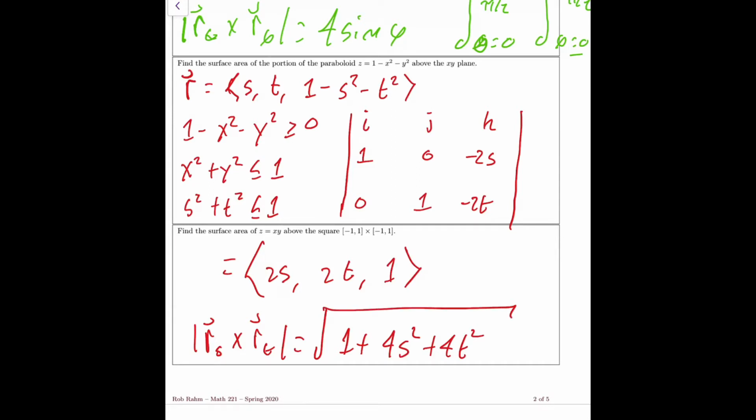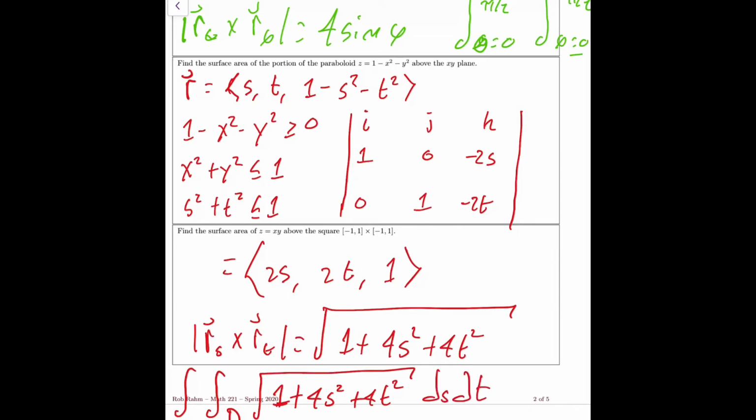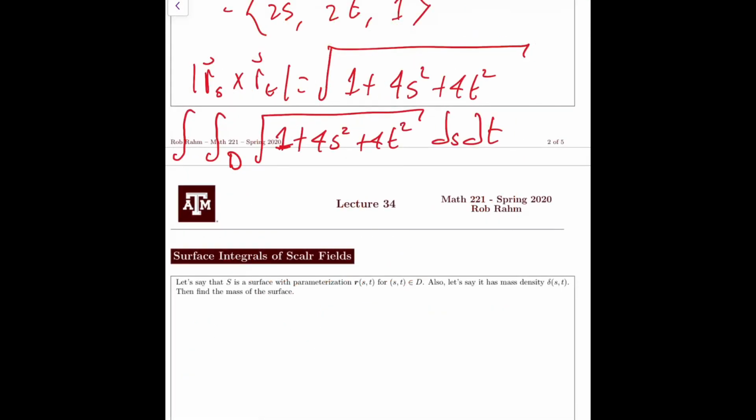And so the surface area is going to be the integral over the disk of radius 1 centered at the origin in the ST plane of the square root of 1 plus 4s squared plus 4t squared, ds dt, where D is the disk of radius 1 centered at the origin in the ST plane.